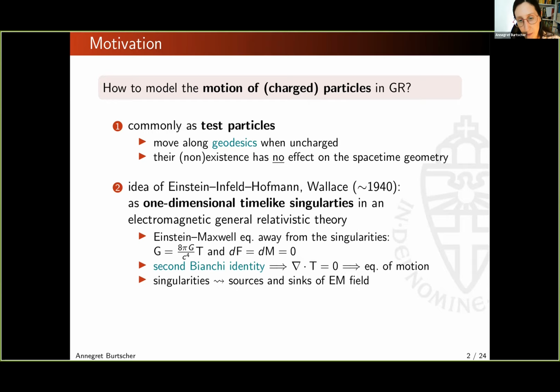And you can view these singularities, time-like singularities, essentially as sources and sinks of this electromagnetic field. Now, this is an old idea, basically, but we're going to review this from a more rigorous mathematical perspective now.